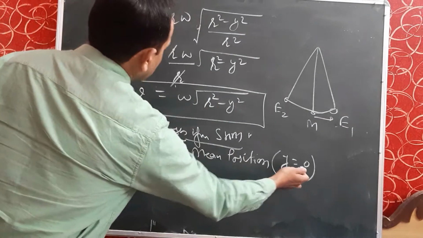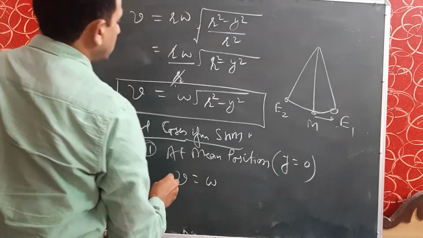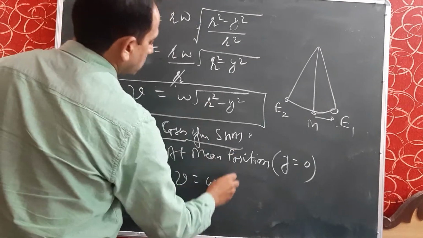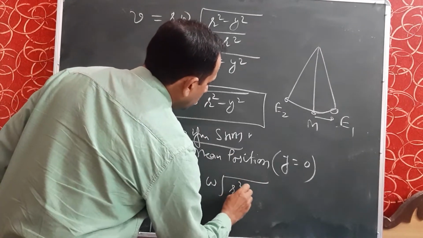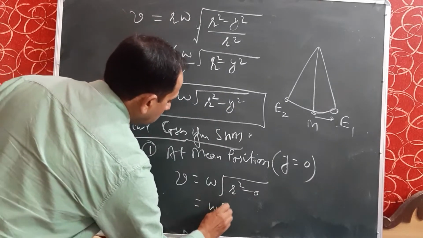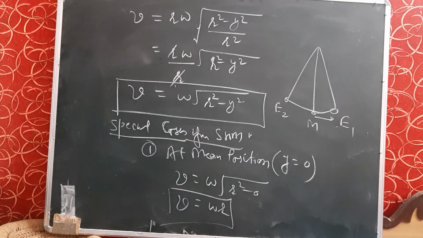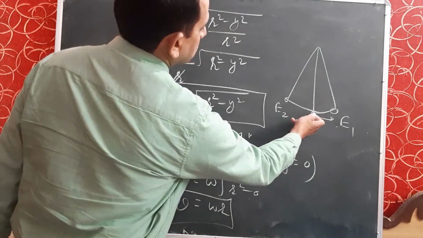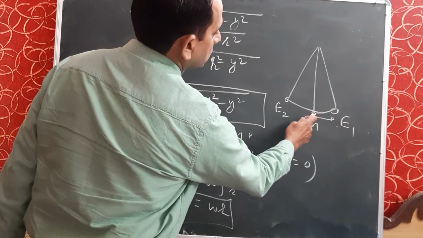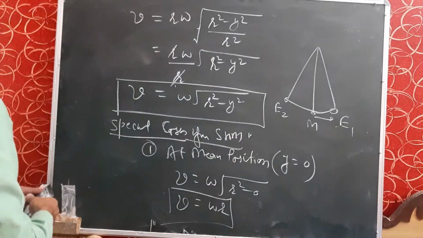So, when y is 0, then velocity becomes omega into the square root of r square minus 0 square, that is r square, which means omega r. So, this is velocity. So, velocity is maximum at mean position. You know that when this particle is moving at this point, it will move faster as compared to the other points.